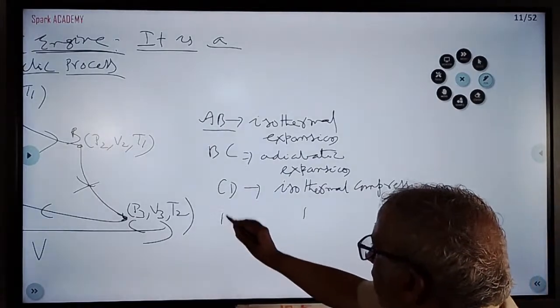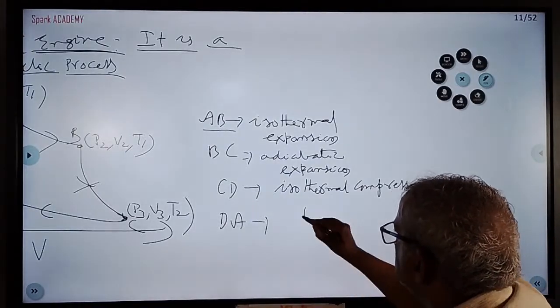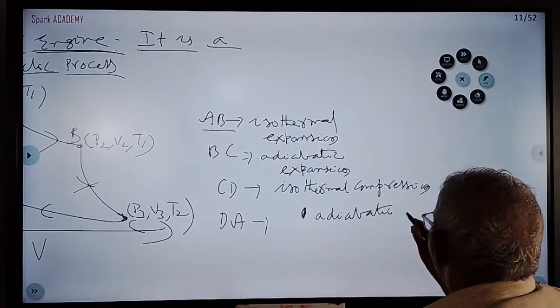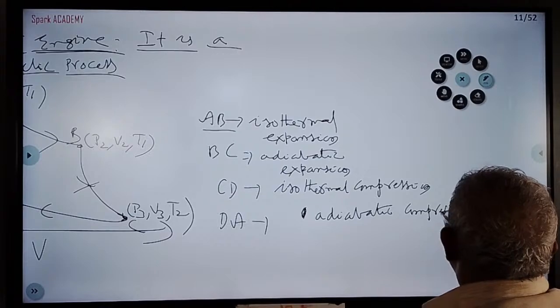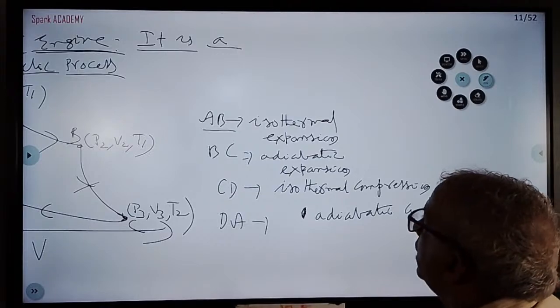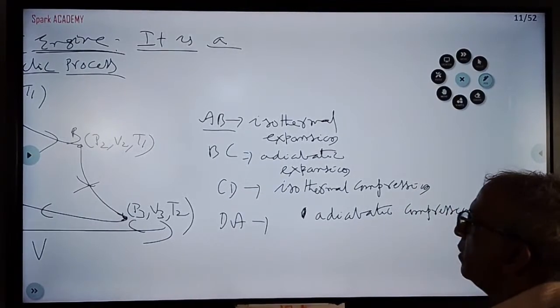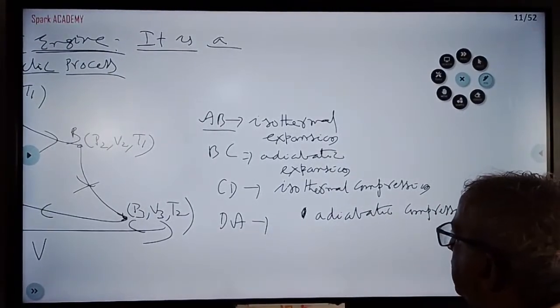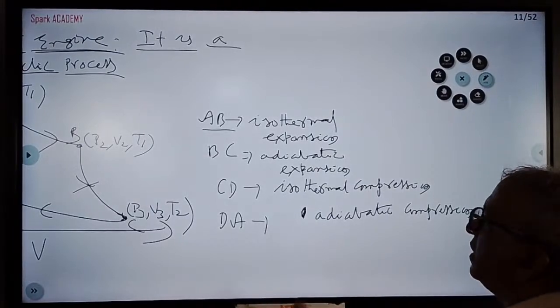I'll show you once again the figure. DA is called adiabatic compression. AB is called isothermal expansion. BC is called adiabatic expansion. CD is called isothermal compression. DA is called adiabatic compression. This is a cyclic process.